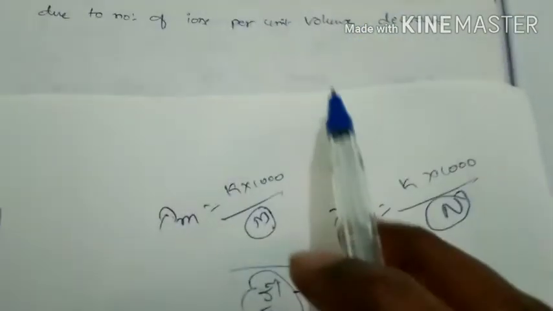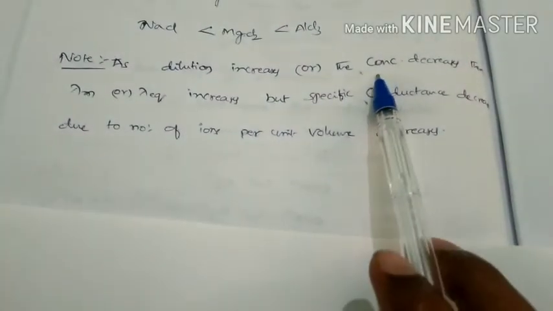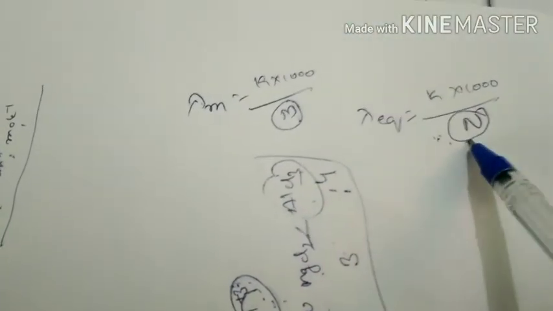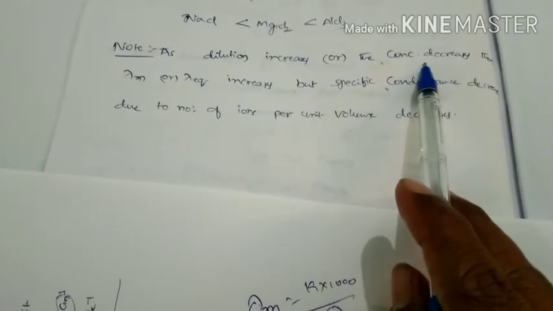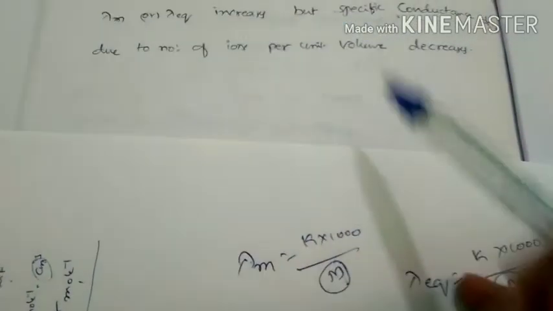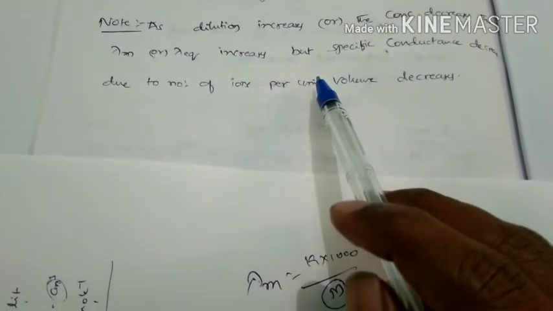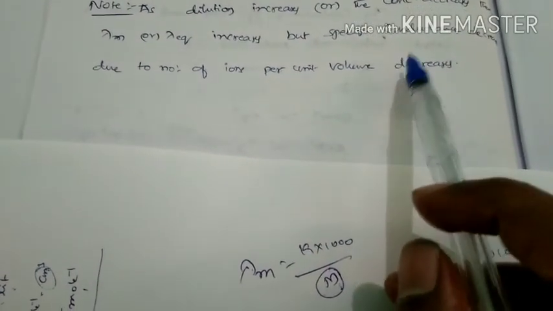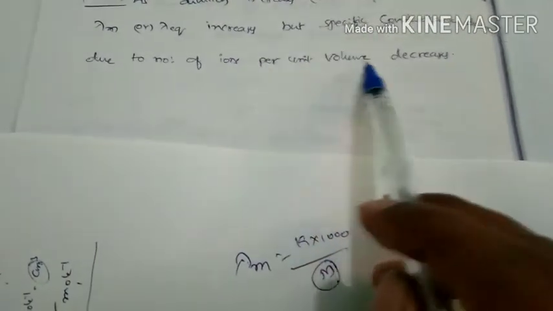So the point is, as concentration decreases, that means M value and N value decrease, the total value increases. So as concentration decreases or dilution increases, lambda m and lambda eq increase. But specific conductance decreases. This is a very important point. That is due to the number of ions per unit volume decreasing.